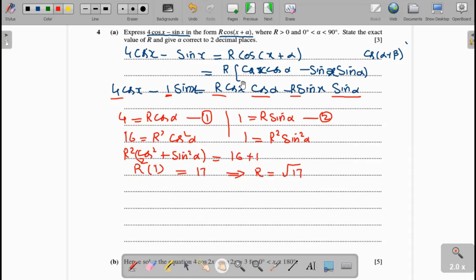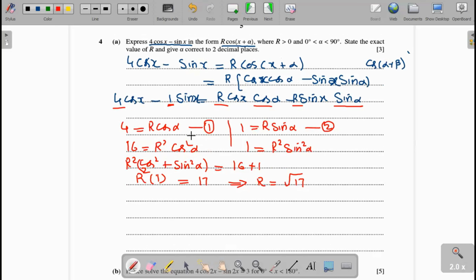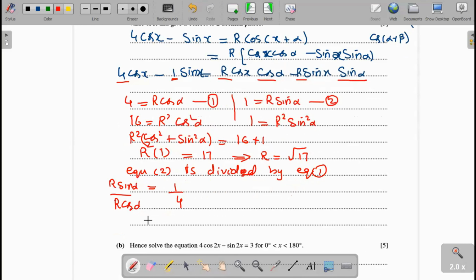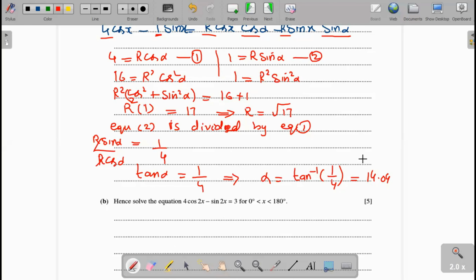Now next is to find the angle. Firstly we find the angle. You can see here we divide equation 2 by equation 1. Therefore, we get r sin alpha over r cos alpha will be equal to minus 1 over 4. Therefore, r will cancel and tan alpha will be equal to 1 over 4. Therefore, we can write alpha equal to tan inverse of 1 over 4, and this is the answer. Now alpha equals 14.04.